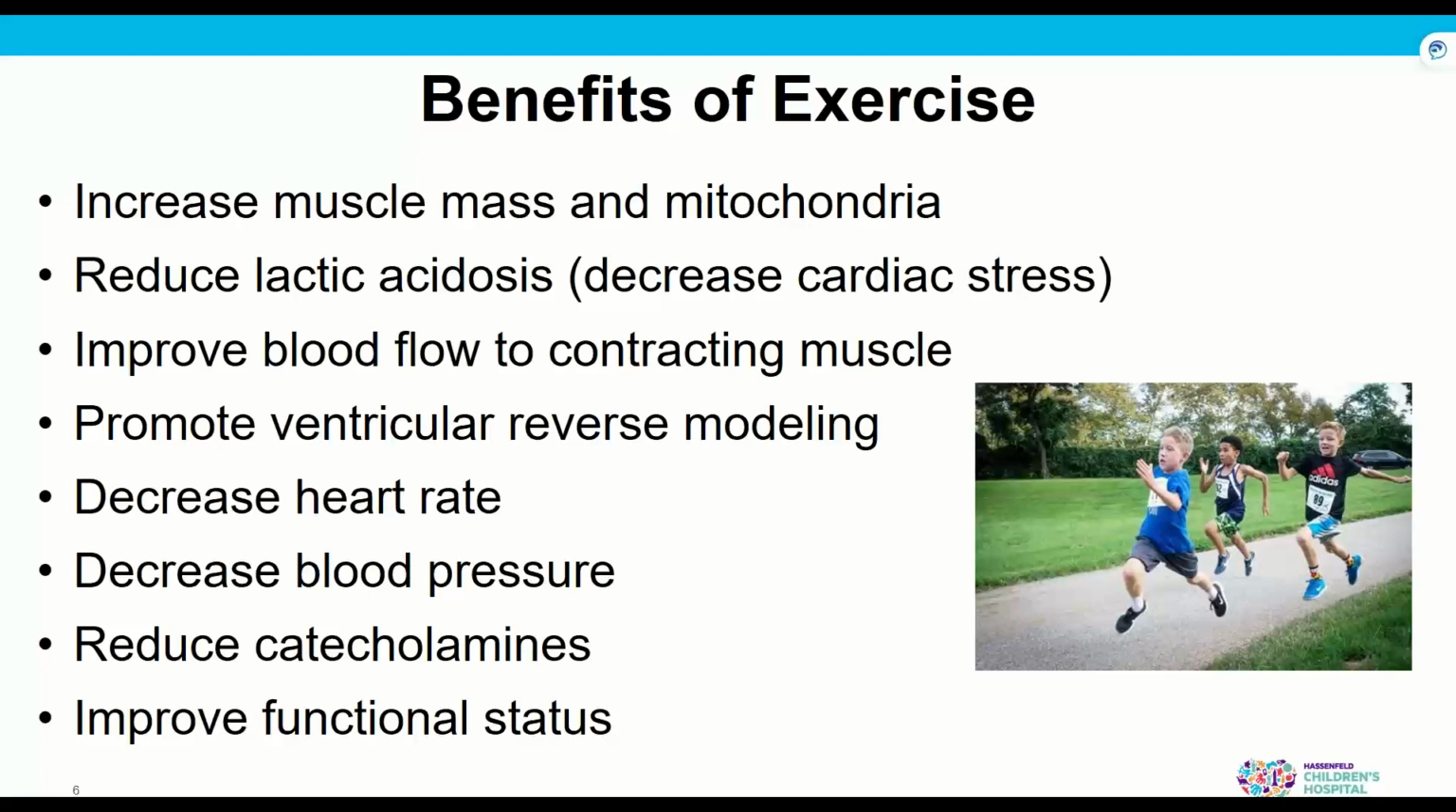So we know that exercise increases muscle mass. It also increases mitochondria, which are the small cells that exist inside every cell that provides energy. So increasing mitochondria gives more energy to the things that we use every day, such as our arms and our legs, and also other types of muscles in our body. It also reduces acid production in the blood called lactic acidosis.